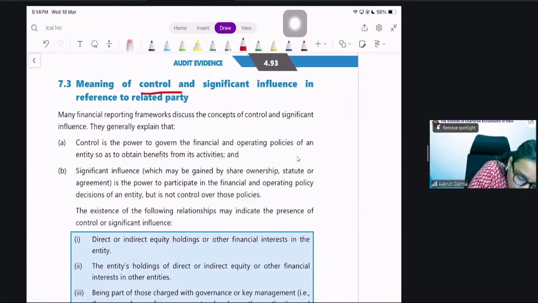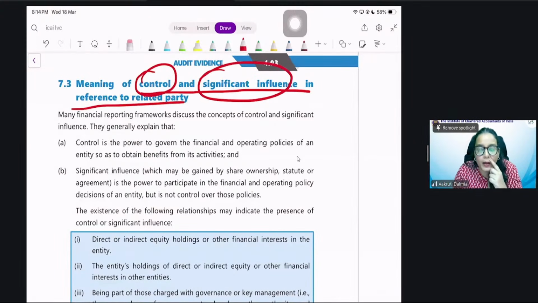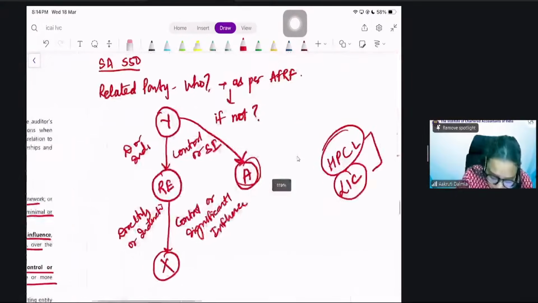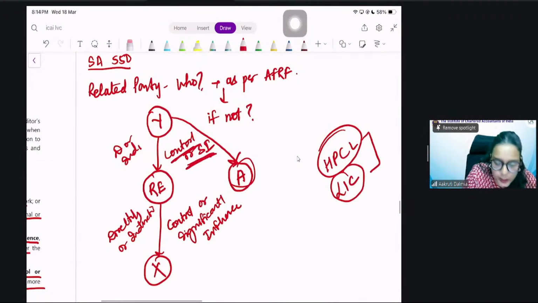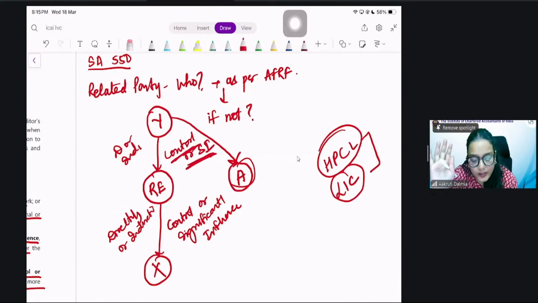Then how to find the meaning, and what does it mean to control and influence? Here I am teaching you that if you control someone or you have significant influence, you are a related party. But what does it mean to have influence? Let's say I give you a question. Suppose I have power to decide their financial policies. Does it mean I have control? If I have power in a company to decide and govern their financial policies, operating policies, does it mean I have control and influence? Yes.